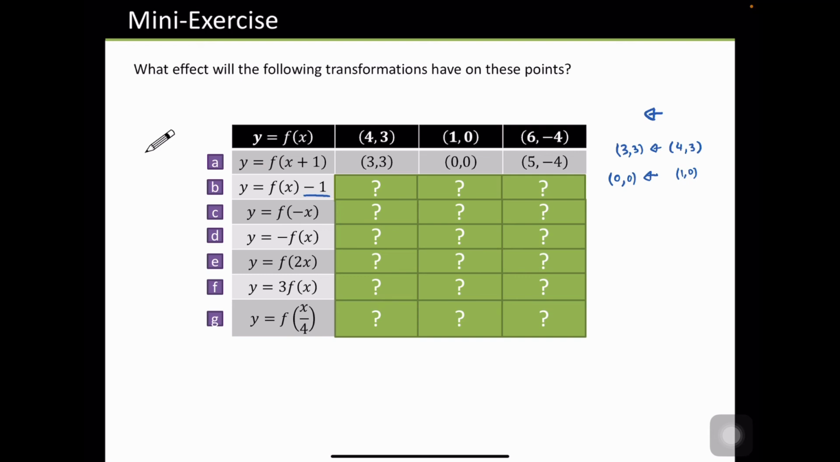And always think about whether you're going to change the x values or the y values. If you change the x values, y values stay the same. If you change the y values, x values will stay the same. So have a go at answering these questions now, and I'll display the answers in a sec.